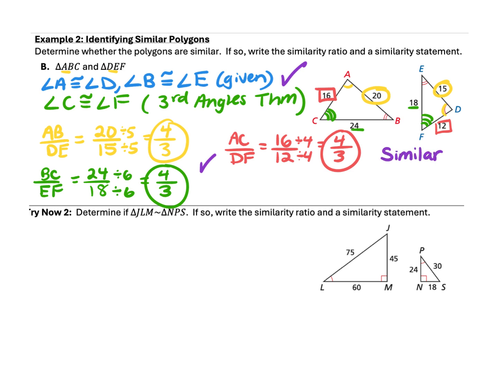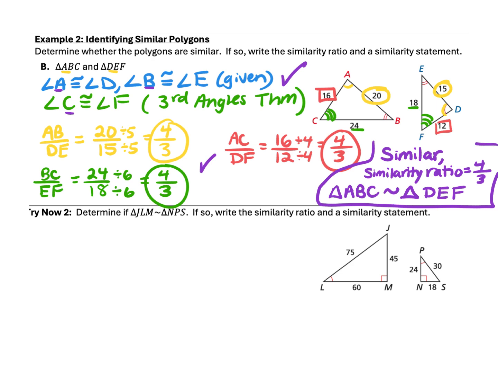We can write our similarity statement and similarity ratio. The ratio is just the ratio of the sides. So the similarity ratio is 4 over 3. And then for the similarity statement, that's where you just say triangle ABC, and then I'm going to go in the same order, similar to, and then it's D, E, F, so that my congruent angles are in the same spot in the statement.